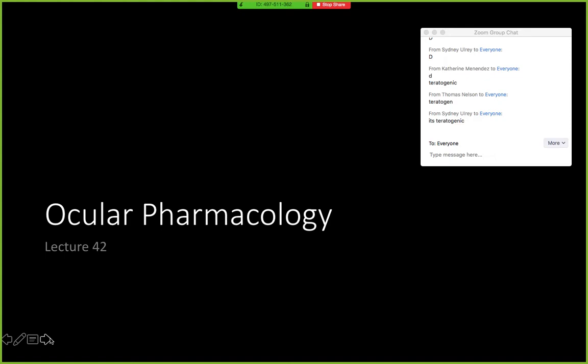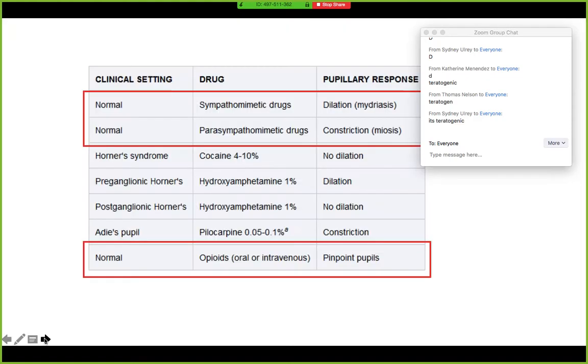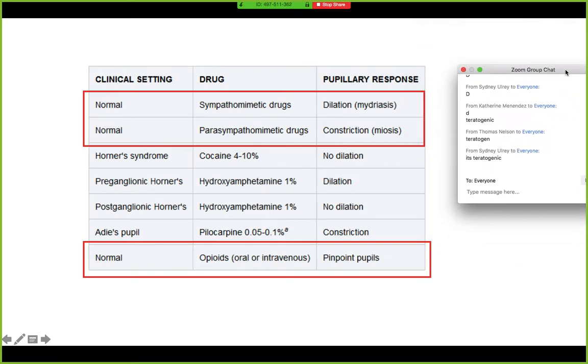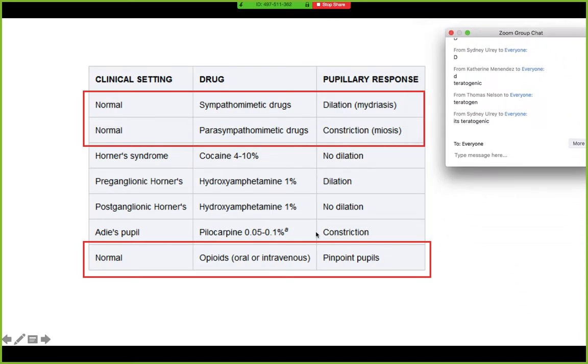Okay, moving on to ocular pharmacology. We didn't have this lecture last year, so I can only guess what he might ask. All right, so just as an overview, don't forget that sympathomimetic drugs cause dilation or mydriasis, and parasympathomimetic drugs cause constriction.